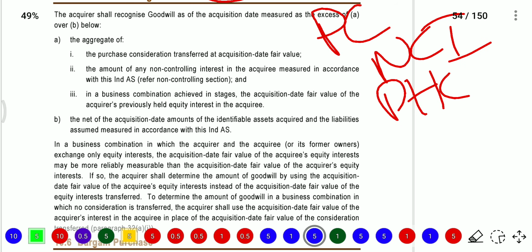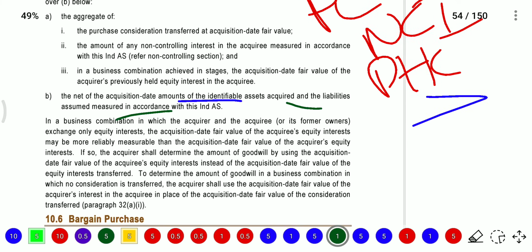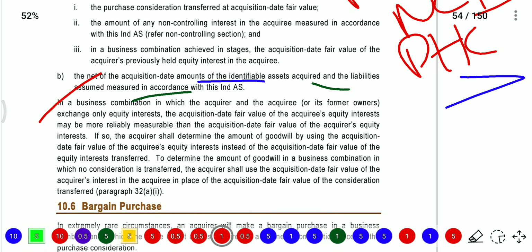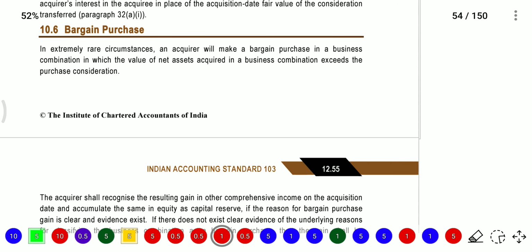If we have more than this amount, it is the net acquisition date identifiable assets acquired and liabilities assumed, measured in accordance with Ind AS. Whereas in a business combination in which the acquirer and the acquiree exchange only equity interests, the acquisition date fair value of the acquirer's equity interest may be a more reliable measure than the acquisition date fair value of the acquiree's. So goodwill will be calculated.